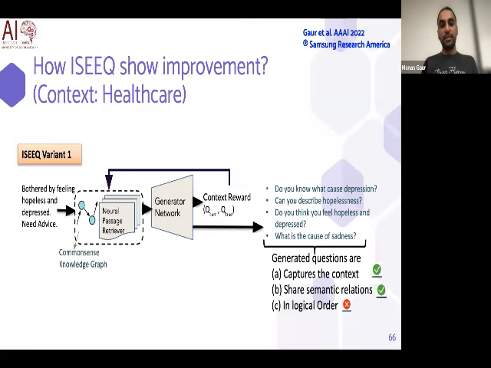So that becomes the first variant of iSeek. Let's just control the first thing, which is semantic relationships. And we all know that knowledge graphs, like ConceptNet, have some kind of relationships associated with them. Now, every triple in a knowledge graph has some kind of relationship.